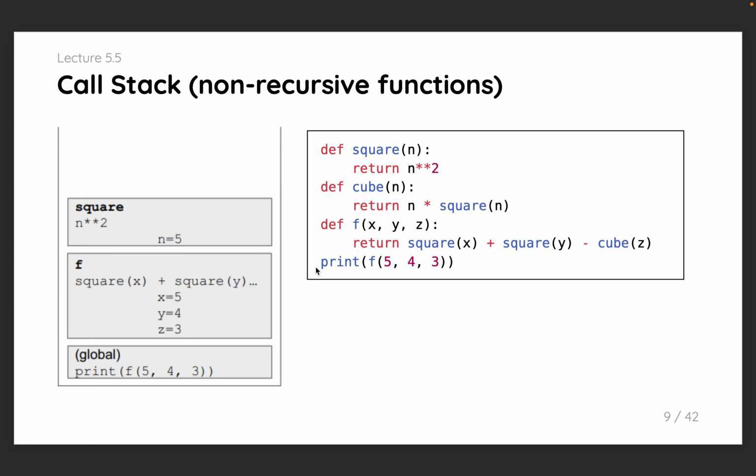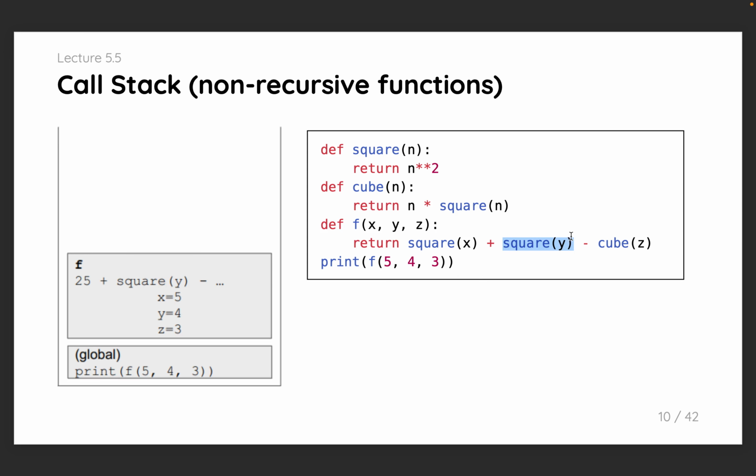The first inner function call in f is square of x. x here is 5. So we put in another plate, square, with n equal to 5. Once we have that, we can simplify this part of the function call. So square of 5 is 25, and square of x is replaced by 25.